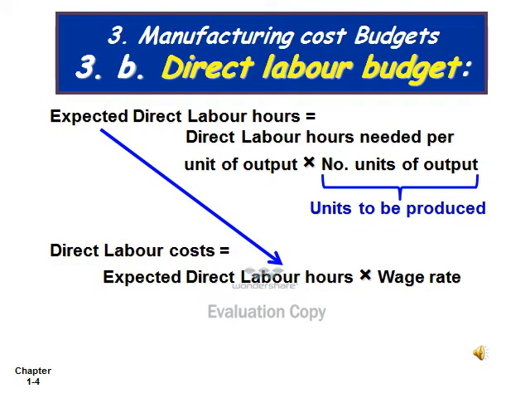Direct labor budget, as a part of manufacturing cost budget, depends on an equation that is expected direct labor hours equal direct labor hours needed per unit of output times number of units of output. Number of units of output equal units to be produced that come from the production budget. After that, calculate the direct labor cost. Direct labor cost equal expected direct labor hours times wage rate.